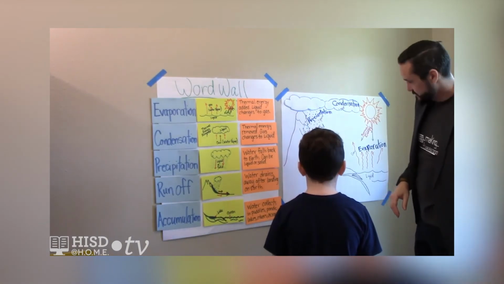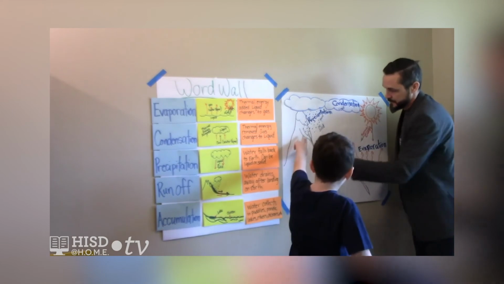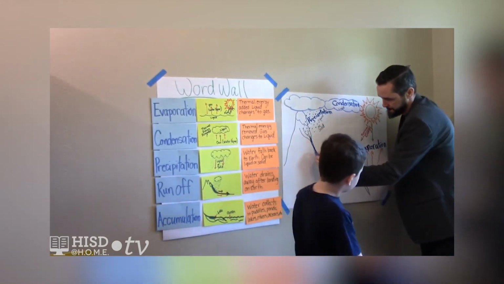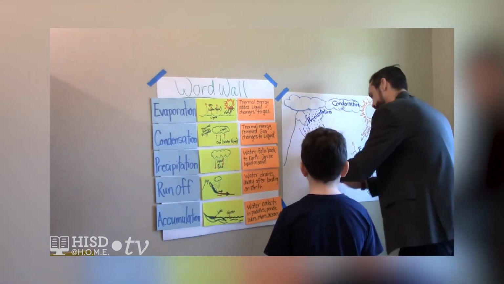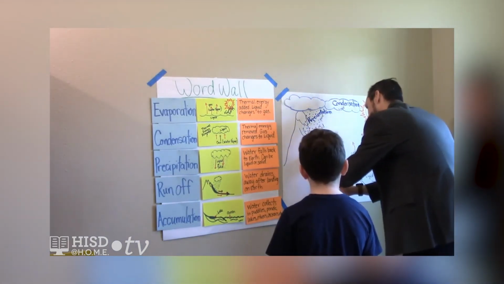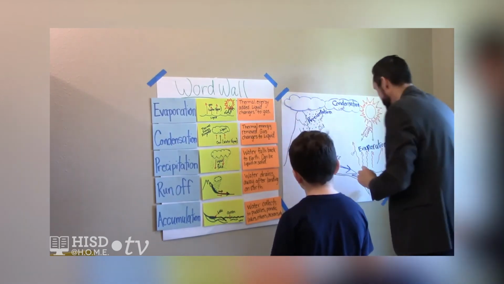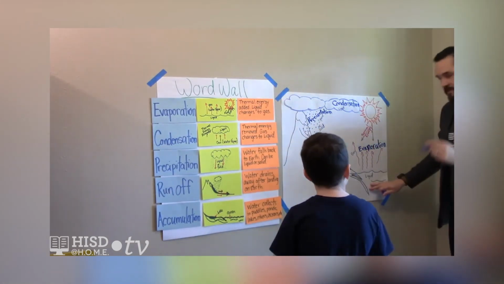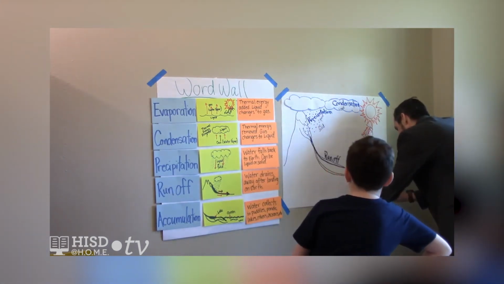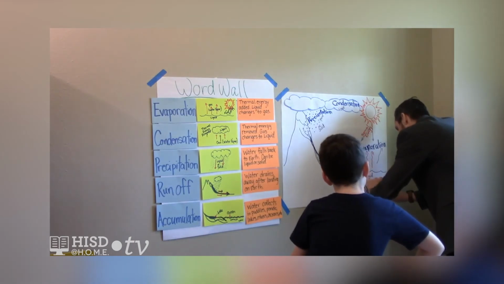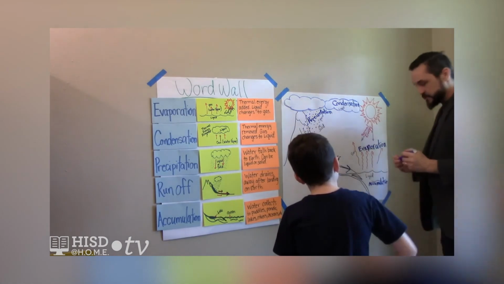Then what? Then it would run off. So it would go down the mountain here and go back into the ocean. Okay, and there it would accumulate, also collect. I'm going to put runoff right here. And then it will collect down back in the bottom again. And what do you call that again? Accumulation. And then the cycle starts over. And then that cycle keeps on going.